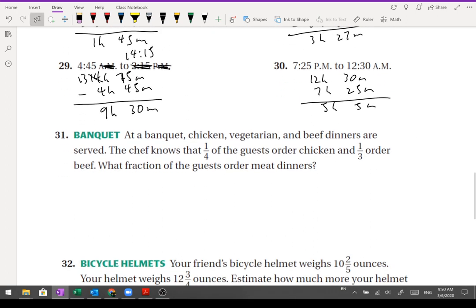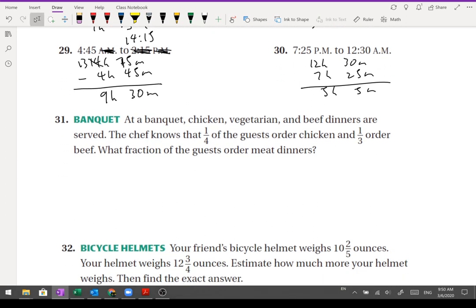Moving on to the first word problem. At a banquet, chicken, vegetarian, and beef dinners are served. So we have 3 types: chicken, vegetarian, and beef. Now, the chef knows that a quarter of the guests orders chicken, a third orders beef. So what fraction of the guests orders meat dinners? Meat. Okay, meat is going to be chicken and beef.